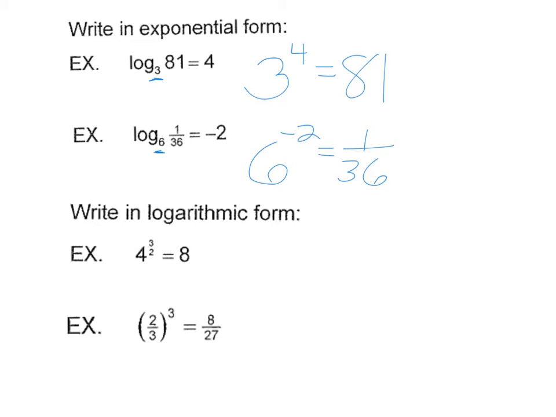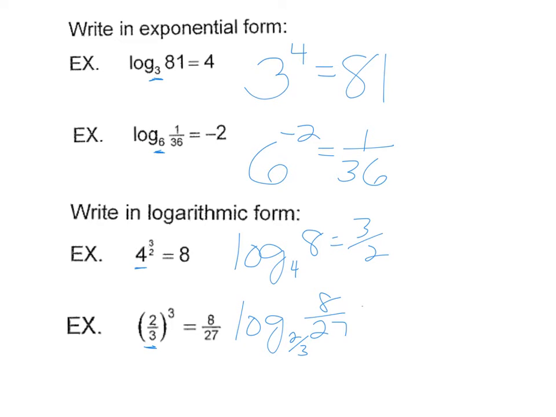Now we're going to completely reverse it. We're starting out in exponential form. We want to go to logarithmic. So we write log, and then my base shrinks down, becomes a little base again, and the 8 and the 3/2 change sides. For the next one, the base is 2/3. So my base shrinks back down, becomes a little base again, the 8 over 27 and the 3 change sides.